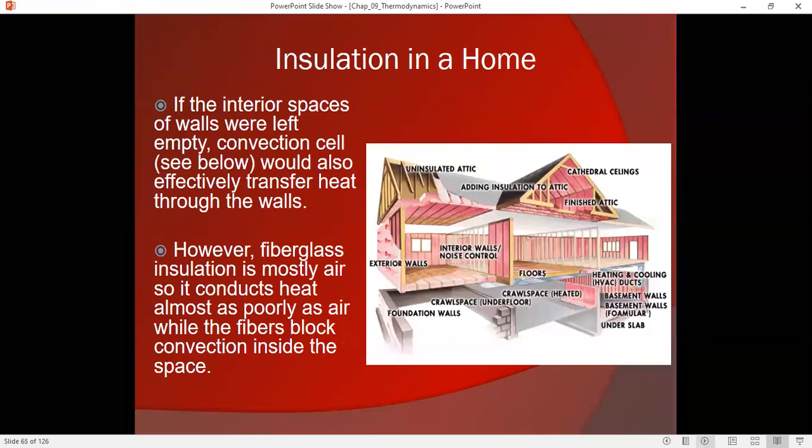Here's a typical diagram showing where insulation would be found in the house. Obviously, the attic. Heat tends to rise, so that's where we want to insulate the most. And we also want to insulate exterior walls. Interior walls, you can insulate, but that would be mainly done for noise control. And of course, insulating the basement, if you want a finished basement, because usually the ground maintains about 50 degrees Fahrenheit temperature. If you want to keep that warm, that should be insulated.